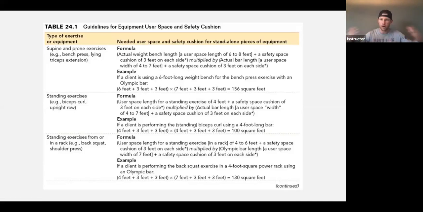Now, if I'm trying to put as much stuff in the facility as I can, I may not use that for sure, but if you were asked this on the exam, that's the type of calculation that they're looking at, okay? Versus a bicep curl and upright row, less space is needed, 100 square feet, and even something like a back squat where the rack doesn't move, right? Or the rack's already set up, right? That one actually has even less, 130.